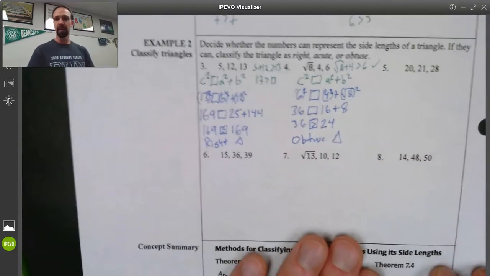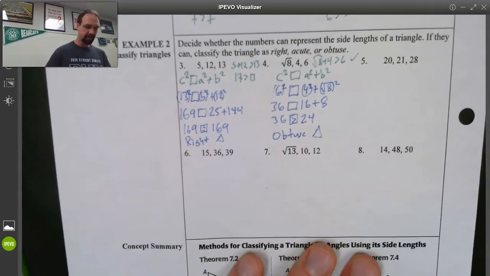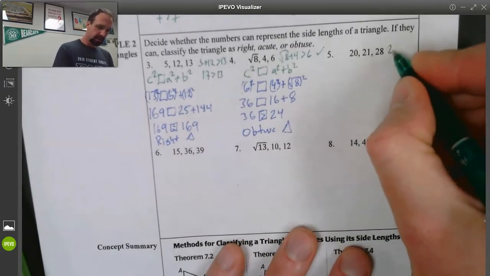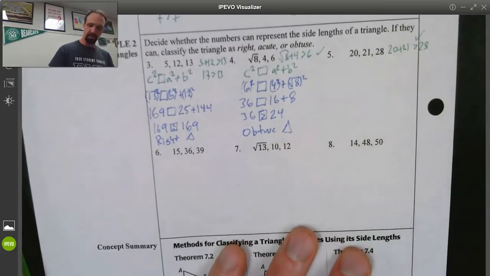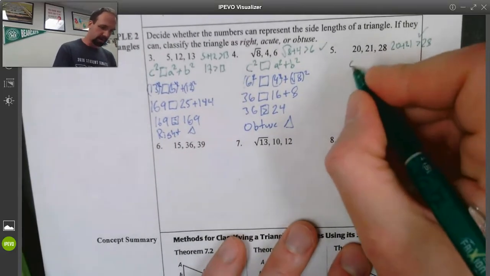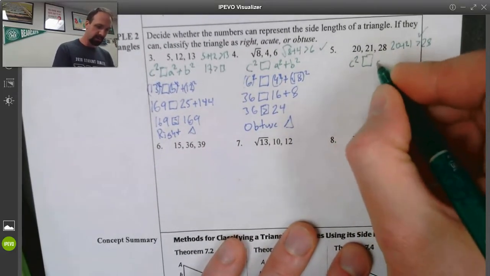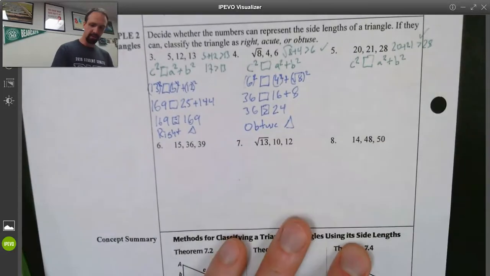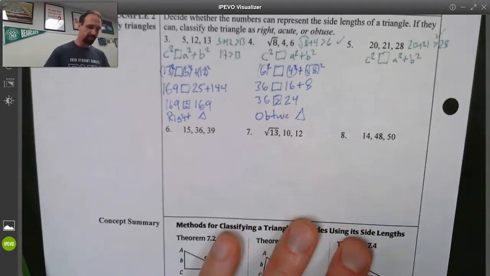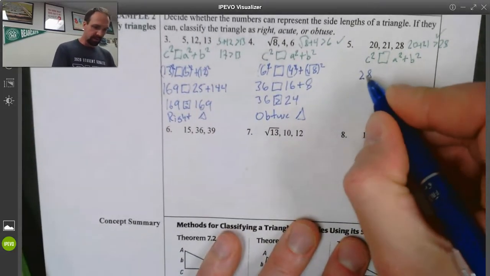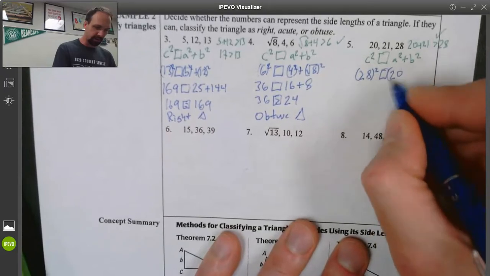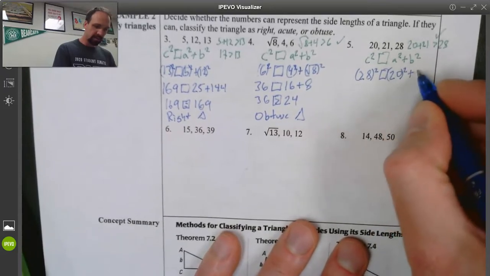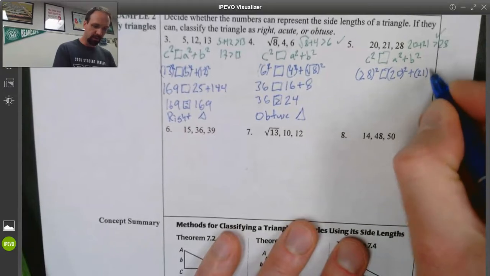And then now for this number 5, I know 20 plus 21 is greater than 28. So I know that that's going to work, and now I can test it. A squared plus b squared. So now I can substitute or plug in. So c squared is going to be 28 squared. Put my parentheses first. That way I don't keep running into my squared. Plus, and then 21 squared.